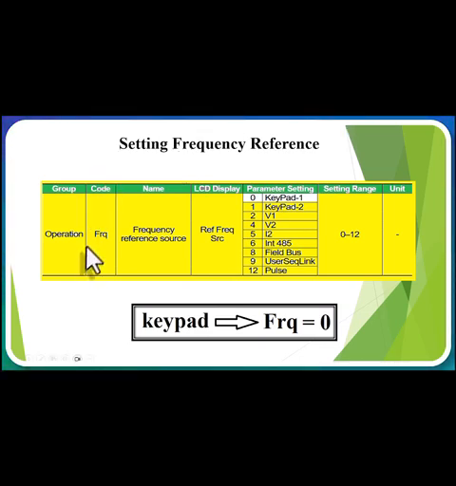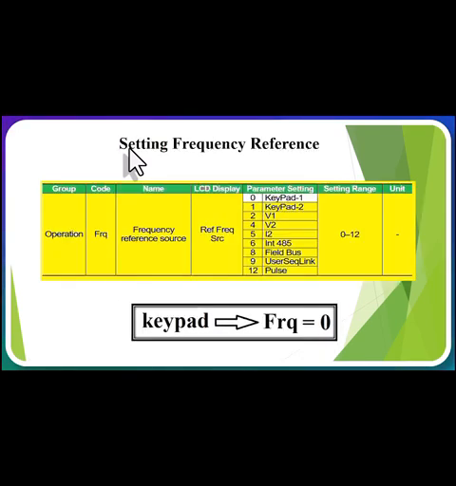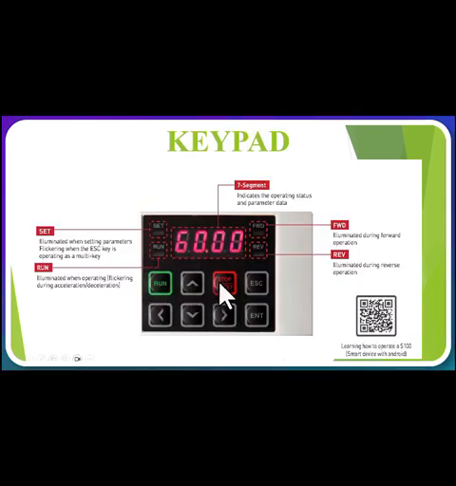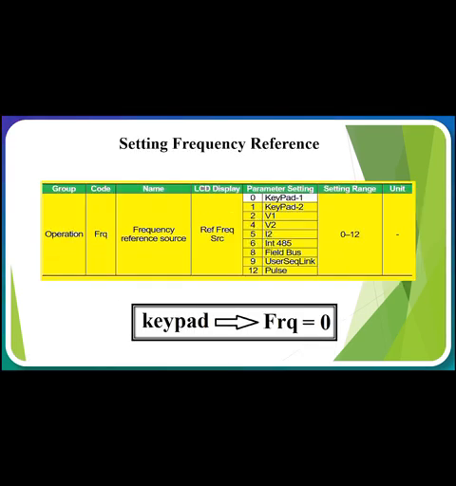To set the frequency from the keypad on the ASD inverter, you need to set the F0-02 parameter in the main group or operation group to 0. If the F0-02 parameter is set to 0, you can enter the frequency value directly from the keypad. If you want the start-stop command, the command source, to be from the keypad, meaning you want to use the green and red buttons for start and stop, you need to set the DRV parameter in the operation group, main group, to 0 as well.